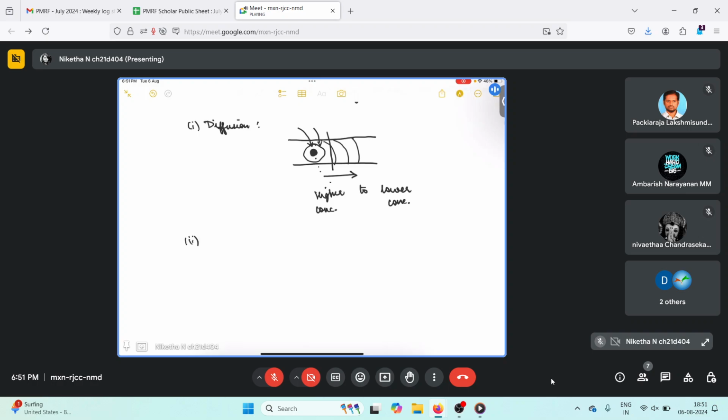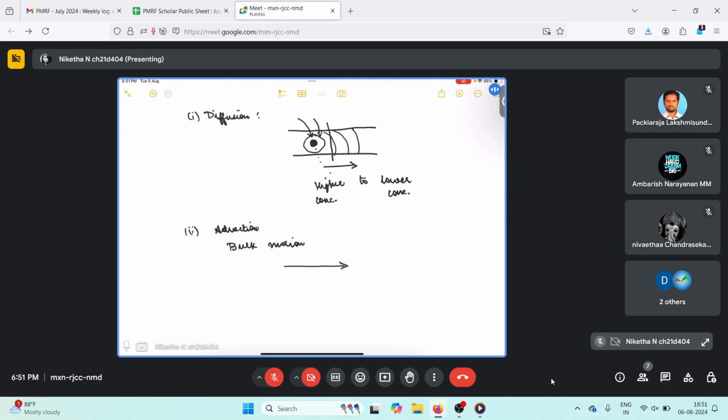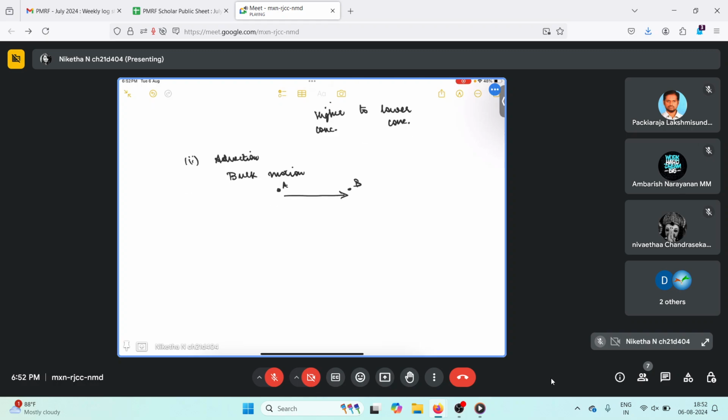Okay. The second type of motion is advection. So advection is just bulk motion. If you have a river that is flowing in this direction, because of the river flow, there will be some velocity of the river, right? So this velocity will carry the pollutant from point A to point B. So this is advection. And then the third type of motion is convection, which is a combination of diffusion and advection.